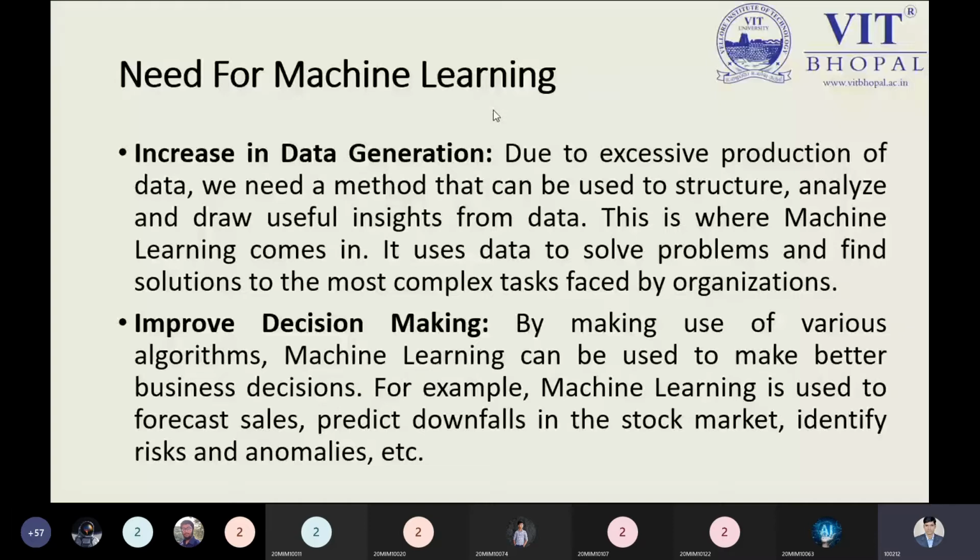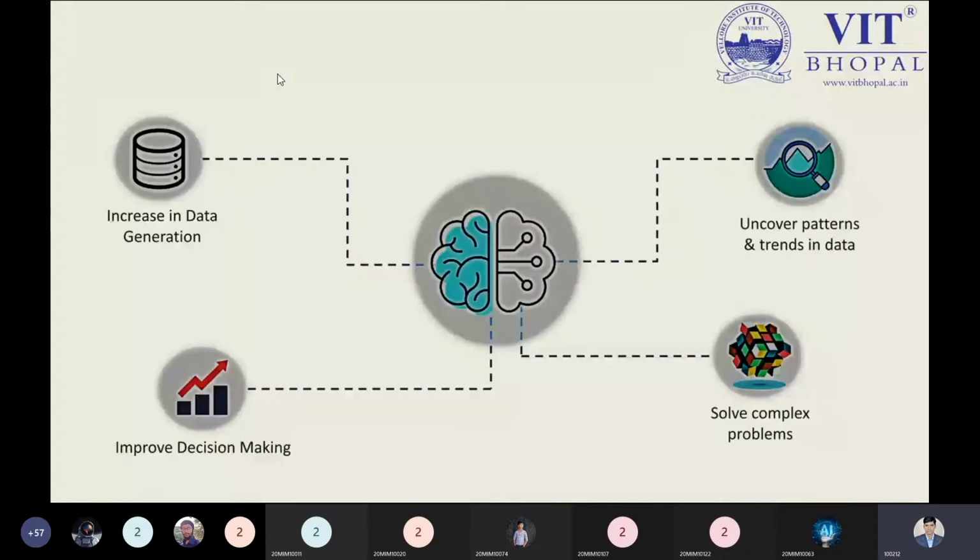So increase in data generation and improved decision making are again the two important points. If this picture is clear to all, I will show the next slide, which comprises four needs. Two needs we have seen: increase in data generation, and improved decision making. As a human being, I have a brain. With the help of my brain, I can keep all the data inside my brain.